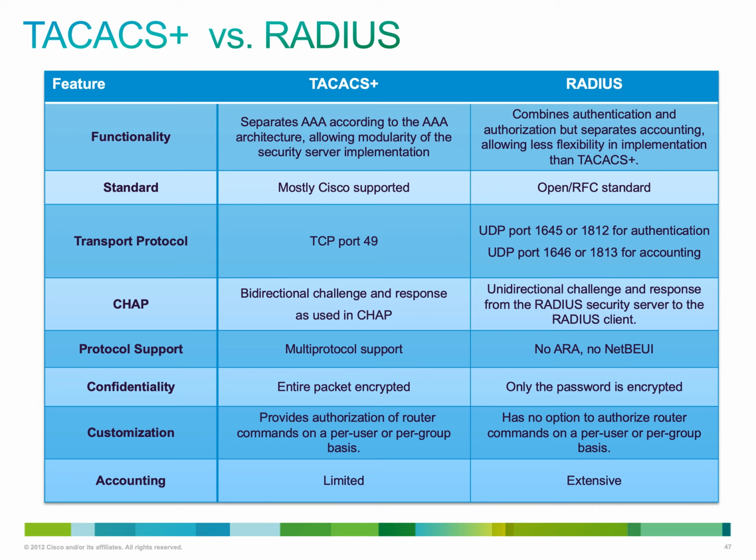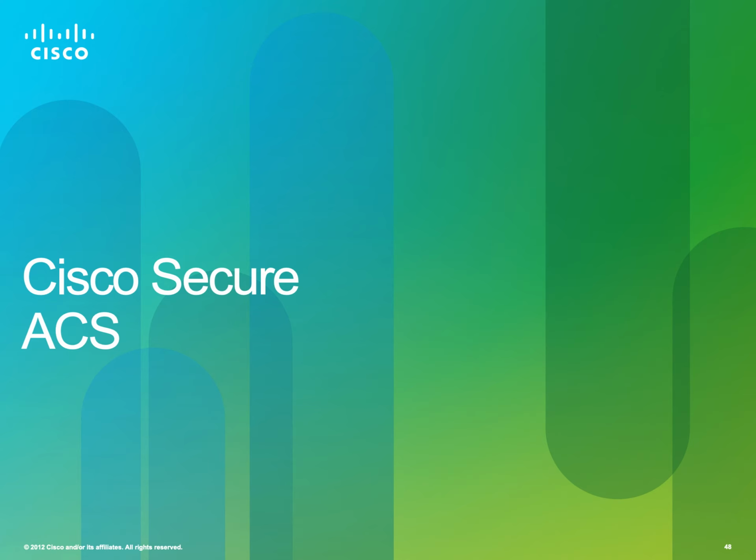For customization, TACACS+ provides authorization of router commands on a per-user or per-group basis, while RADIUS has no option to authorize router commands. On accounting, TACACS+ is limited and RADIUS is very extensive in accounting.